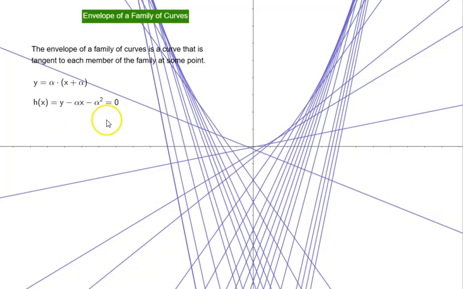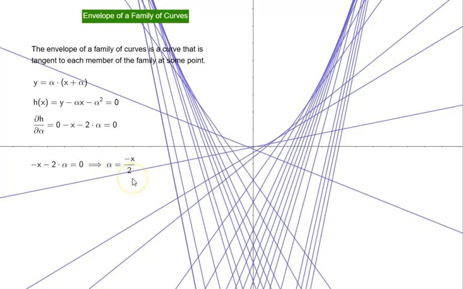Convert this into a function. h(x) equal to y minus αx minus α squared equal to 0. This minus minus comes because we bring it to this side. Okay. So again, partial derivative. ∂h/∂α is equal to 0 minus x minus 2α is equal to 0. Simplify this. We get minus x minus 2α equal to 0.